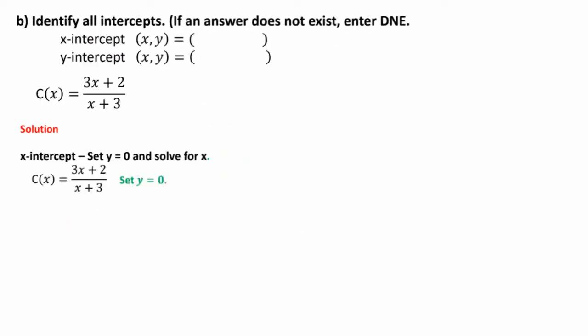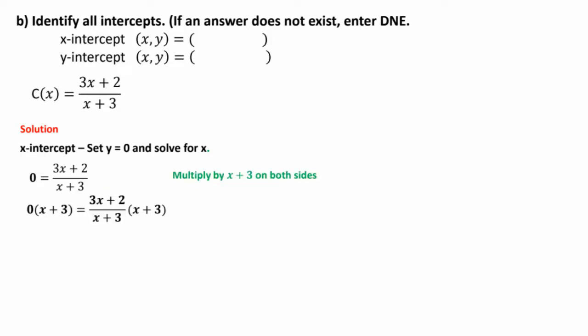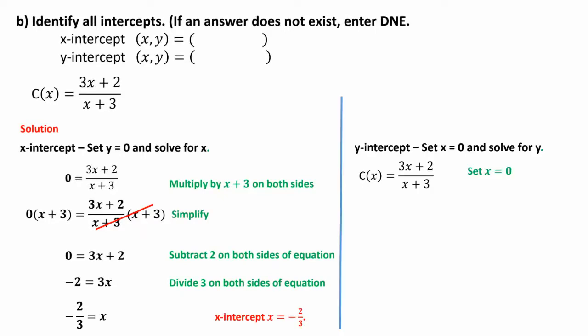All right, so let's find our intercepts. To find our x-intercept, we're going to set y equal to 0. So we go ahead and do that. 0 is equal to (3x plus 2) divided by (x plus 3). Let's multiply by x plus 3 on both sides. And this is going to give us 0 is equal to 3x plus 2. I'm going to subtract 2 on both sides. It's going to give me -2 is equal to 3x. And then I'm going to divide by 3 on both sides. So x is equal to -2/3. This is my x-intercept.